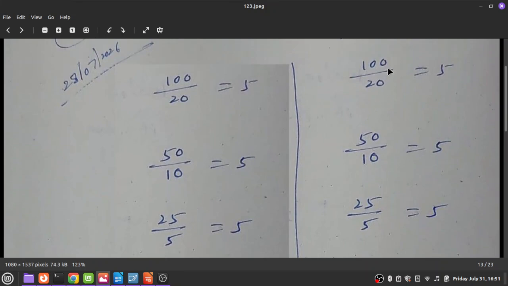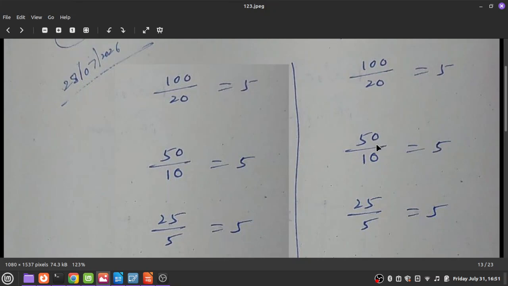Because in the first ratio, the numerator is 100 and the denominator is 20. When the numerator is decreased from 100 to 50, the denominator is also decreased from 20 to 10. Decreased means 100 is divided by 2, thereby you get 50, and 20 is divided by 2, thereby you get 10. Thereby the numerator is 50, the denominator is 10, and again the ratio is equal to 5.